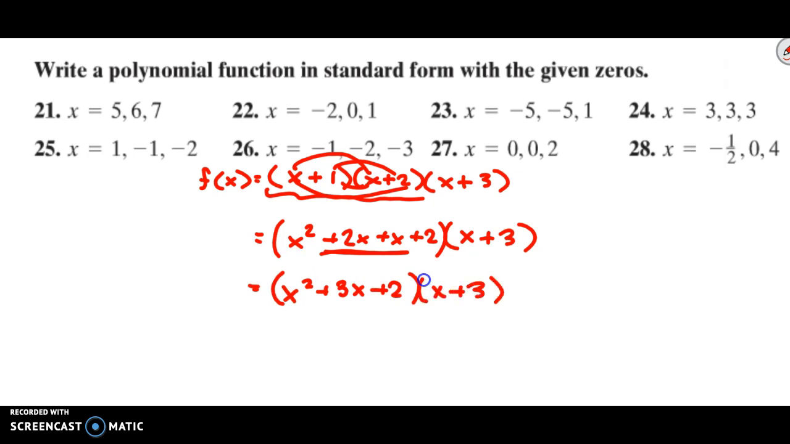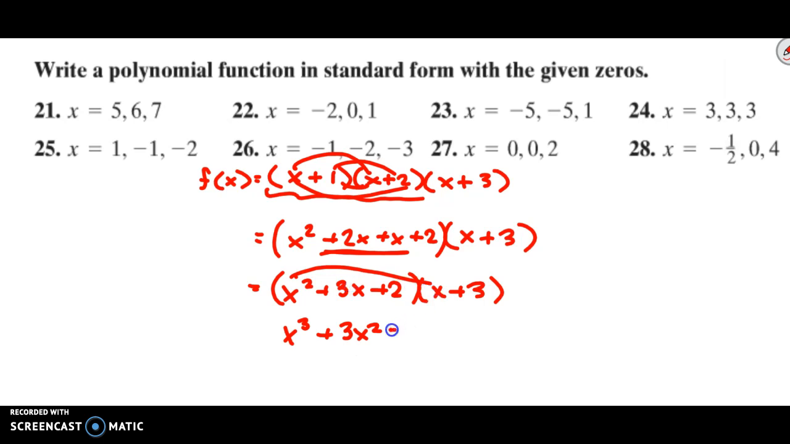x plus 3. I now need to distribute each of the terms in this trinomial to each of the terms of the binomial. So we have x squared to x, which is going to give us x cubed. X squared to 3, which is 3x squared.